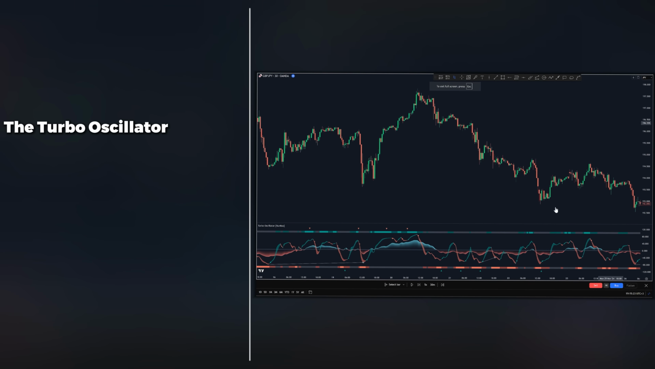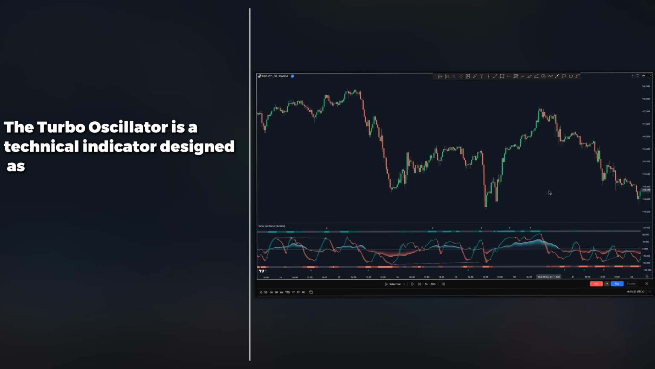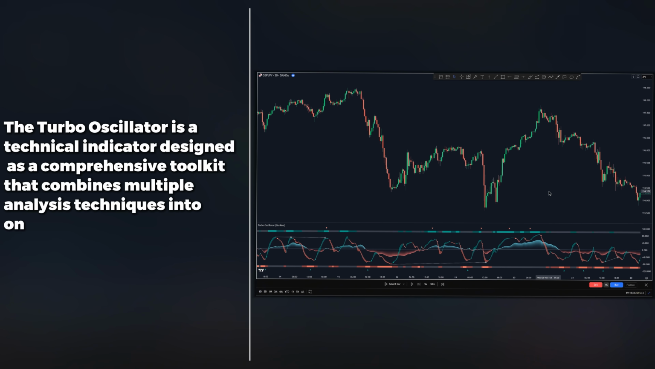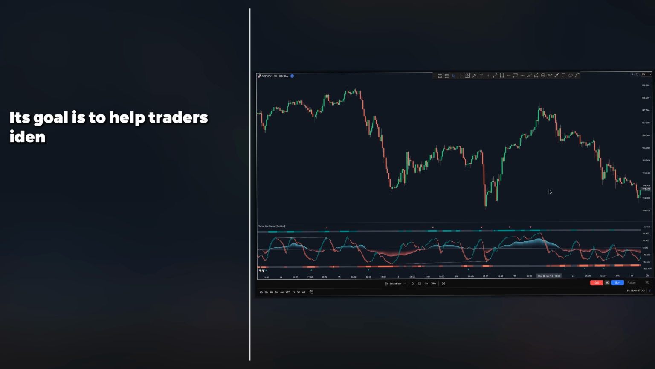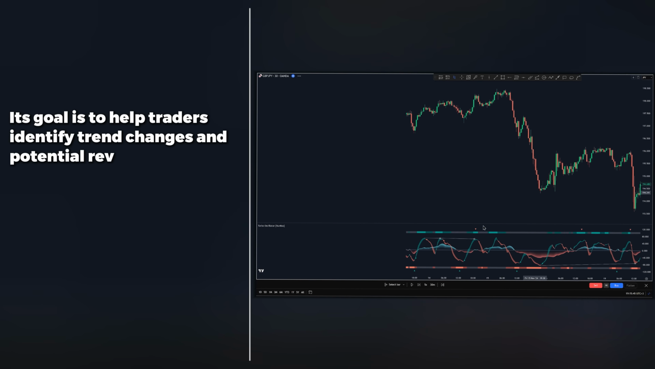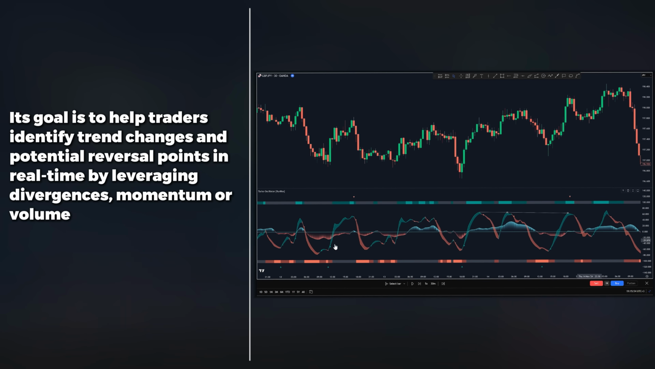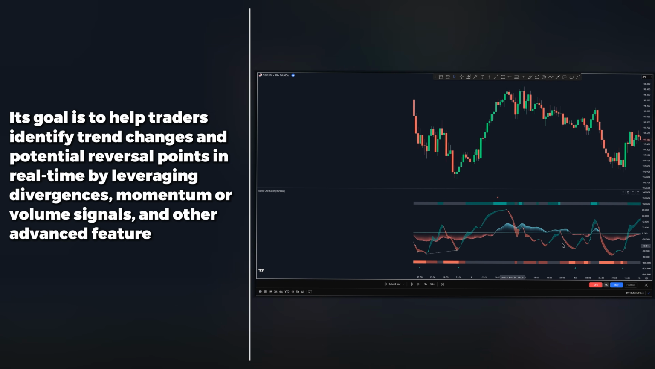The Turbo Oscillator is a technical indicator designed as a comprehensive toolkit that combines multiple analysis techniques into one. Its main goal is to help traders identify trend changes and potential reversal points in real time by leveraging divergences, momentum or volume signals, and other advanced features.